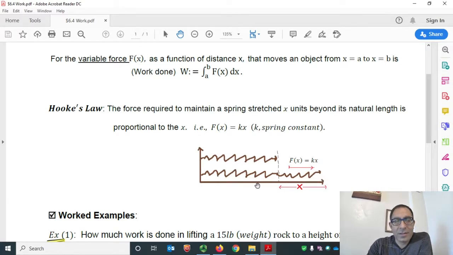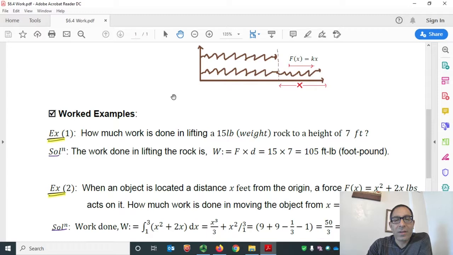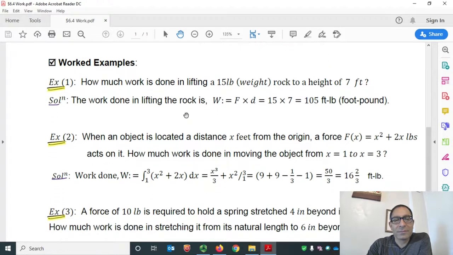Awesome. Now this is a very short and sweet section, so let's do examples. Example 1. How much work is done in lifting a 15-pound rock to a height of 7 feet? Here the force is constant, so the work done is force times distance. So 15 times 7 is 105 foot-pounds.